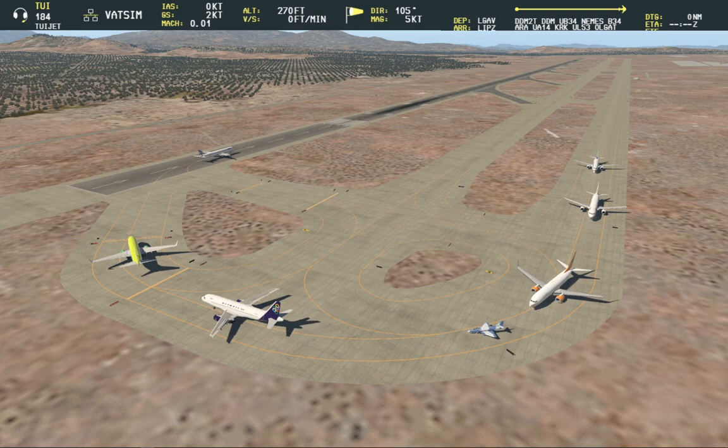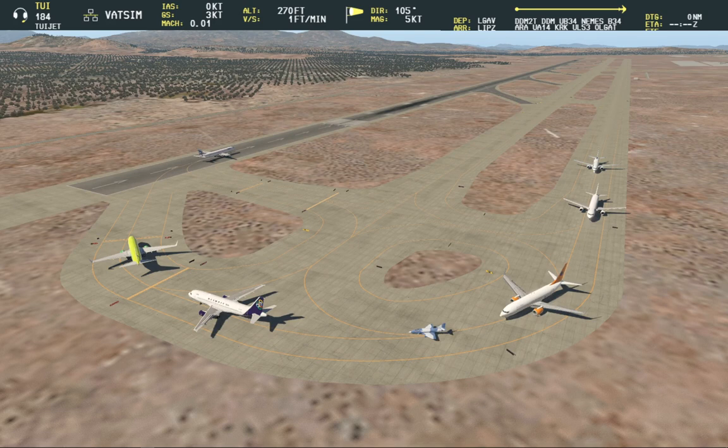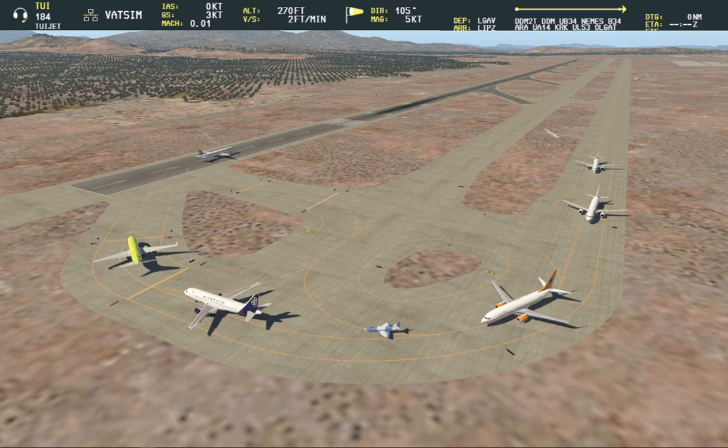Agent 712, go ahead. Agent 712, wind 110 degrees 7 knots, runway 03 left, clear for takeoff. Clear for takeoff, runway 03 left, Agent 712.